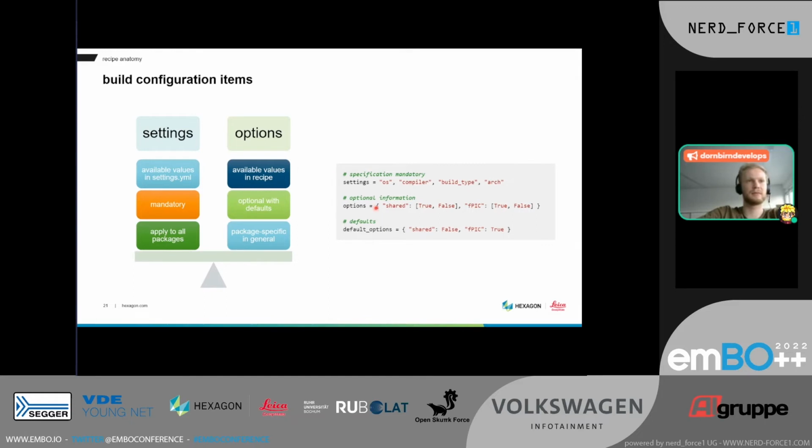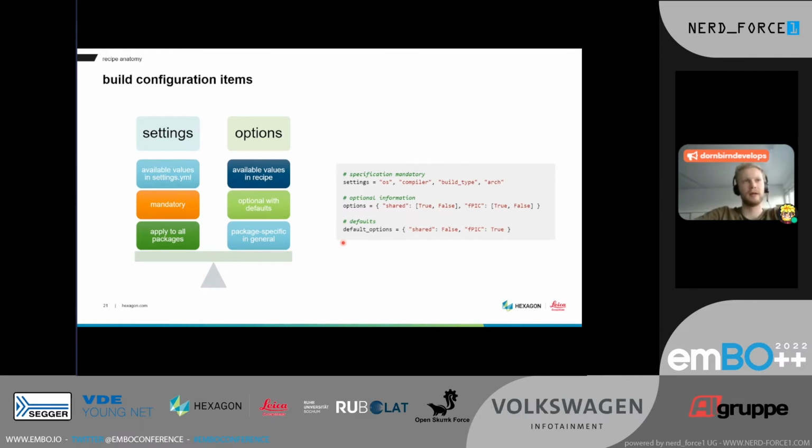For this example, the recipe says that it can be either a shared or static library, and it can have the position independent code feature active or not. But for options, it's important to know that you also have to set defaults for them, otherwise Conan will be confused. And usually you put very package-specific stuff in there.